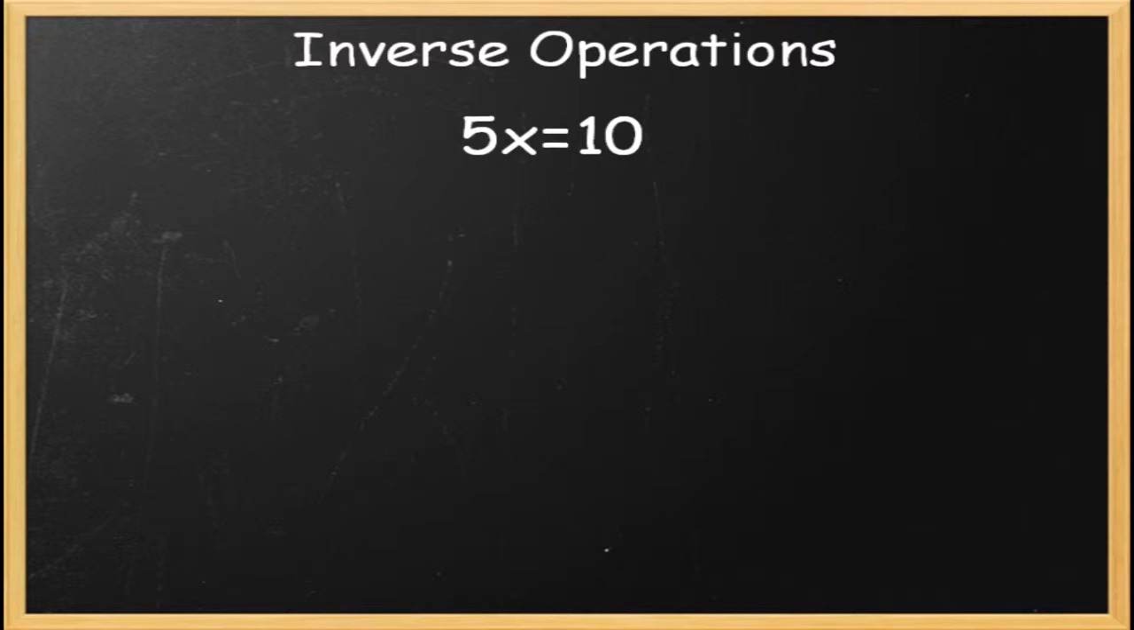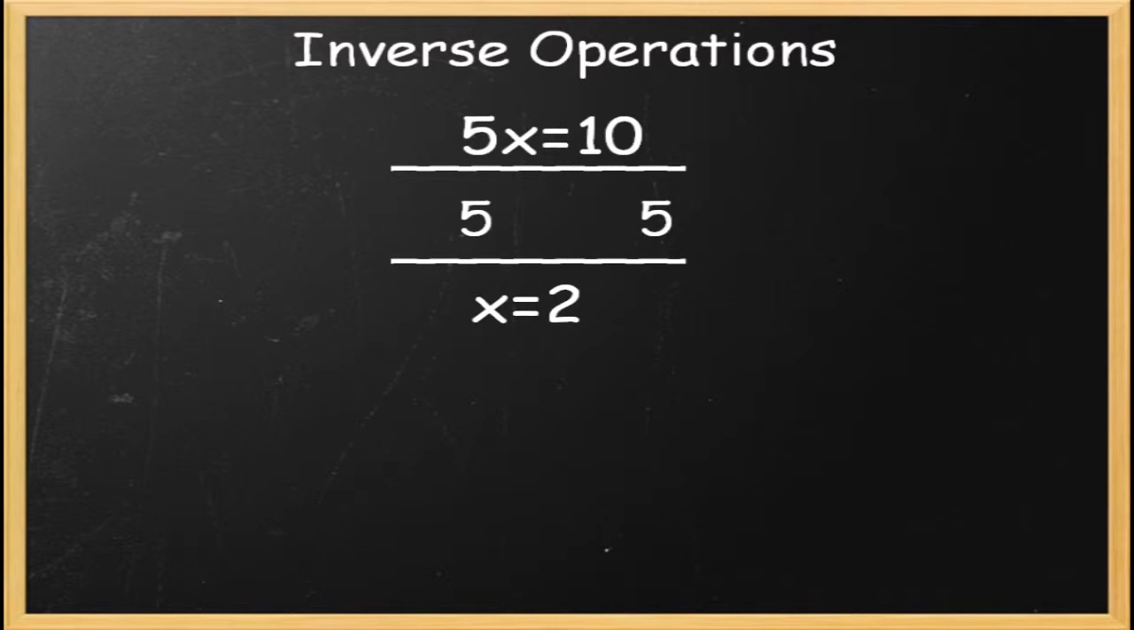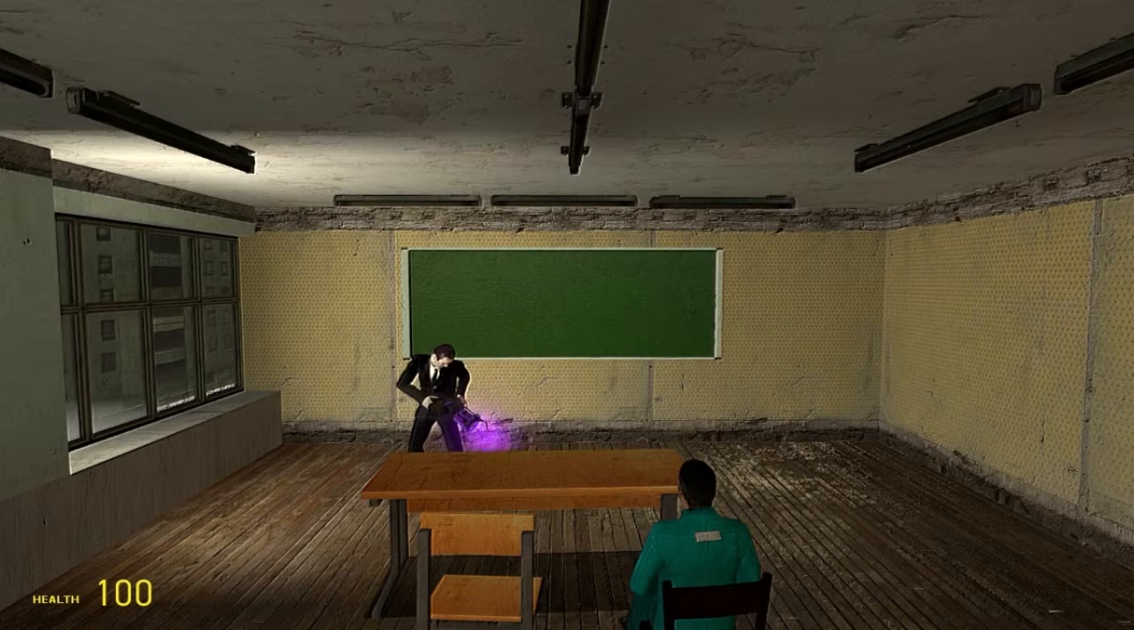So, to figure out this simple one-step equation 5x equals 10, you have to divide by 5, because the opposite of multiplication is division, because x is being multiplied by 5. And when you divide by 5, you get x alone, and that's what you're supposed to do. To solve an equation, you have to get x by itself, and x equals 2. Now, kid, this is how you do a one-step in inverse operations. Any questions?